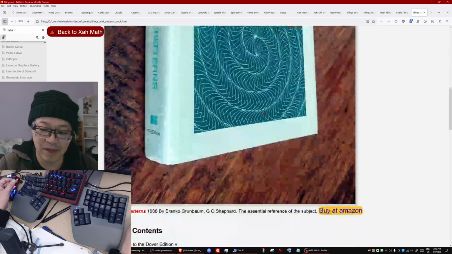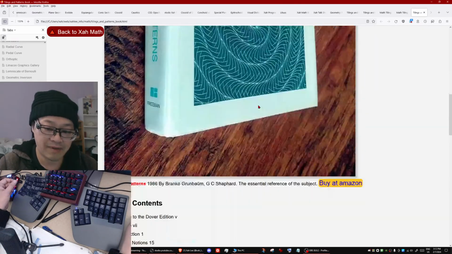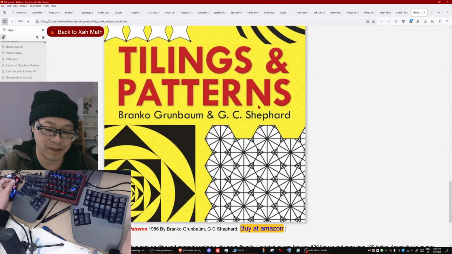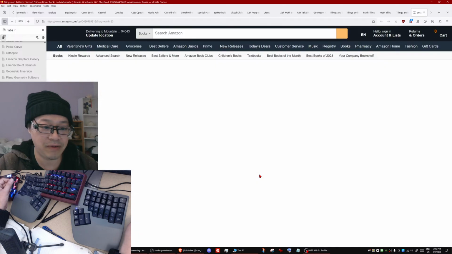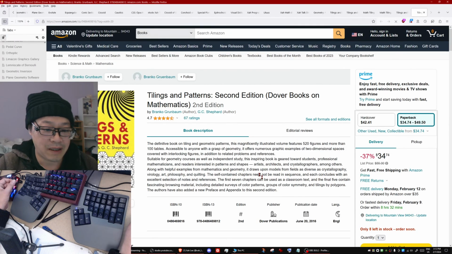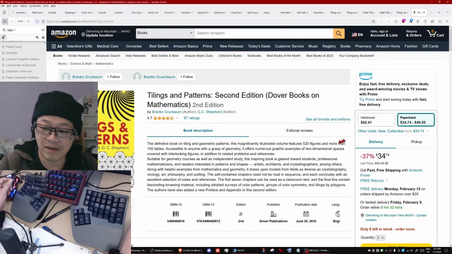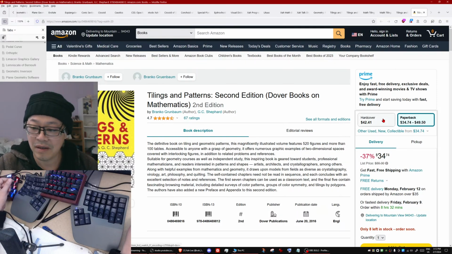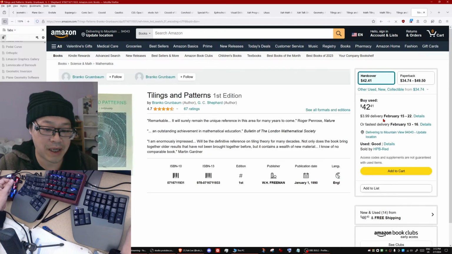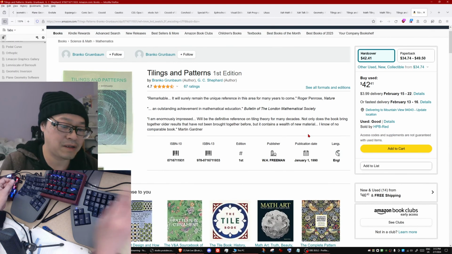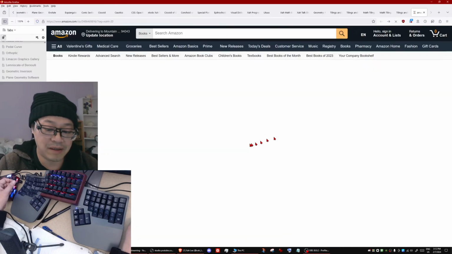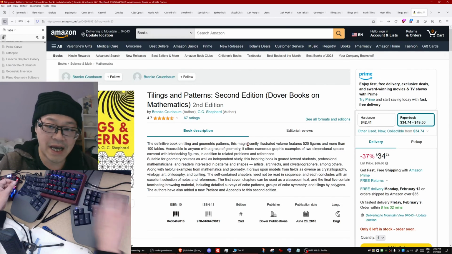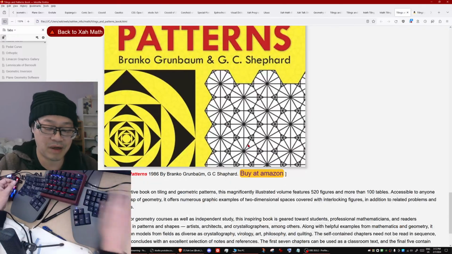So anyway, Tilings and Patterns. This is the best book. I recommend you buy it. It's out of print, but Dover Publications published it again. So it's on Amazon now, I believe. Let's see. Yeah, fairly expensive. Let's see, hardcover. Tilings and Patterns. Yeah, okay, so this is somebody else selling their copy. Anyway, I highly recommend this book. You go out and buy it.